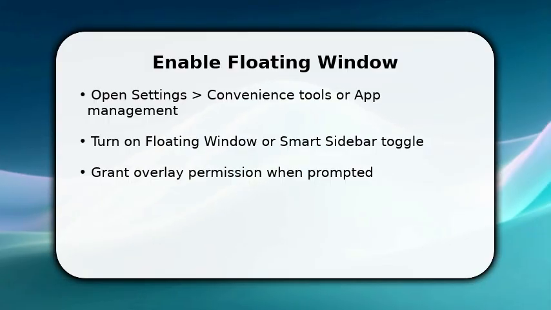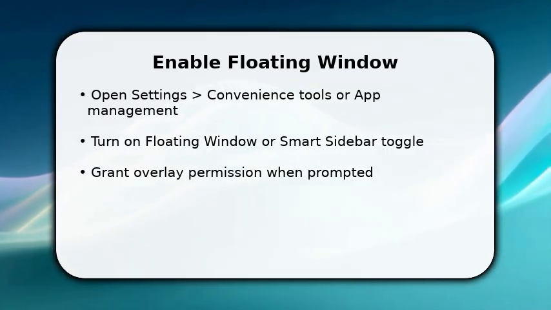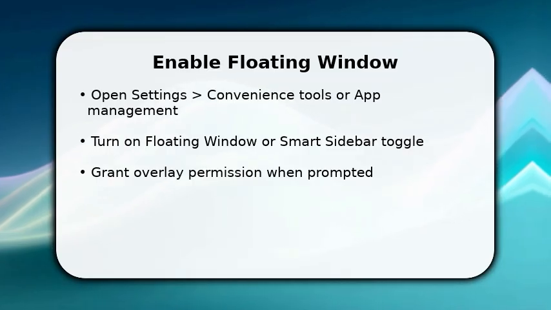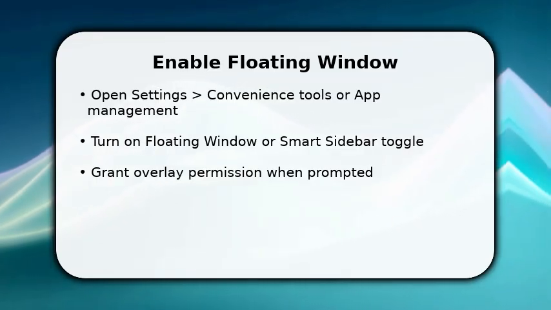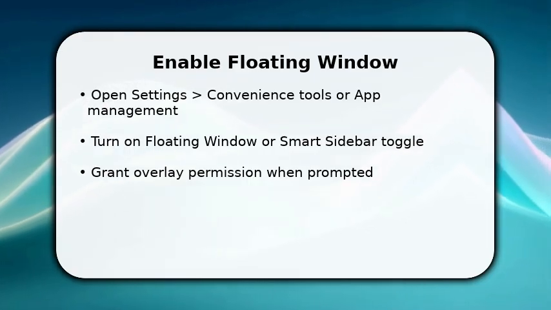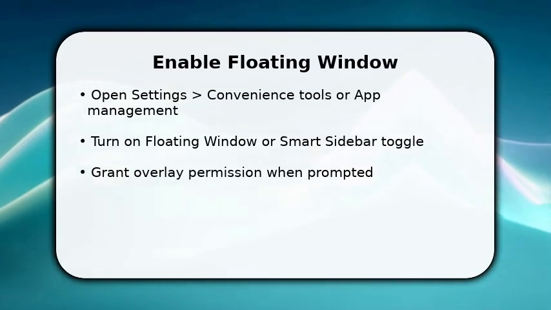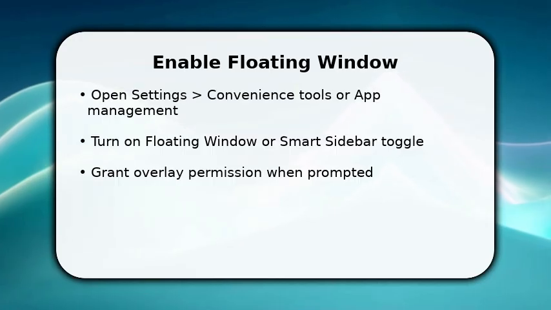You start by turning on the floating window capability so you can use apps simultaneously. Open Settings and go to Convenience Tools or App Management. Find Floating Window or Smart Sidebar and flip the toggle. When the system asks, grant overlay permission for the apps you will use. This permission allows small app windows to appear above others.